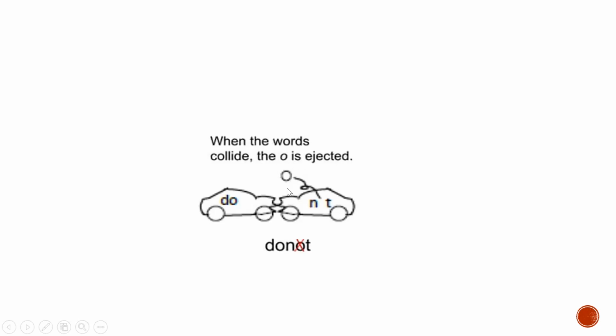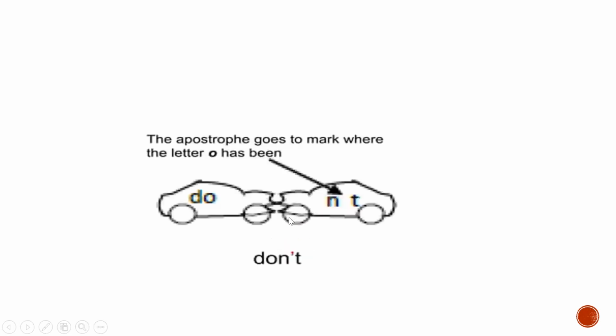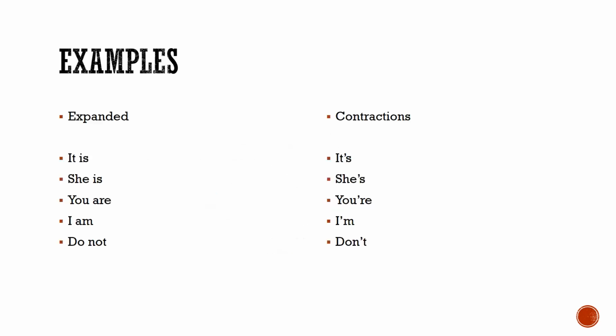Maybe that would be our airbag. So it becomes do and then NT. So this here will require an apostrophe. The apostrophe goes to mark where the letter O has been. So when we remove that O, the apostrophe comes in. So you see the apostrophe fills in a letter we have skipped. Here are some common examples of apostrophes which we use in our writing.